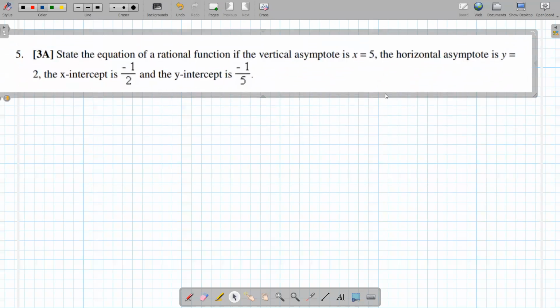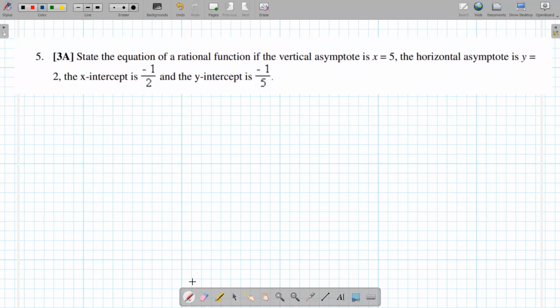It says find the equation of a rational function with these characteristics. Any ideas? No ideas? All right, let's start with the vertical asymptote. It's at x equals 5. That means in the denominator, we'll have x minus 5. Perfect. We have x minus 5 in the denominator. And we know the horizontal asymptote is 2, right? So that means the ratio between these two, there must be a 2 in the top. There must be 2x minus something or plus something. I'm just gonna say 2x plus d.